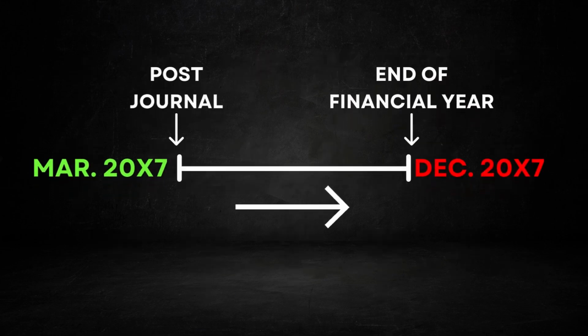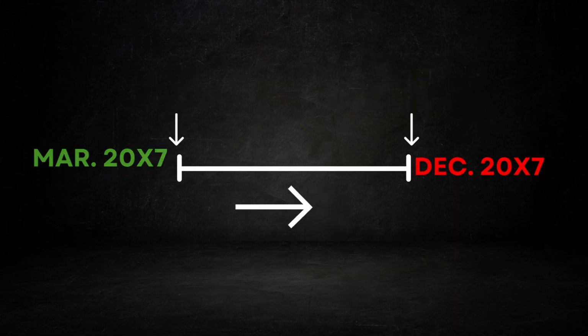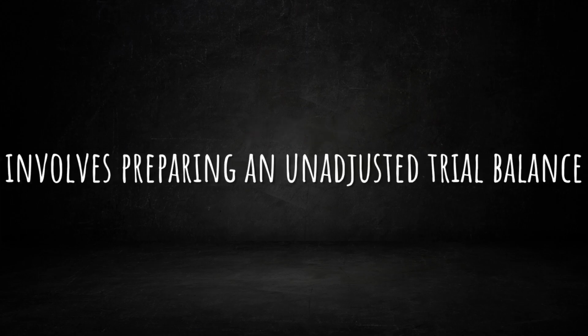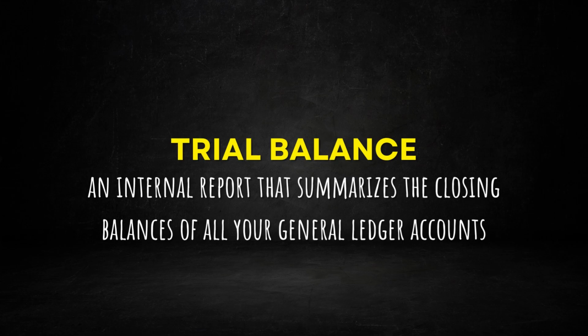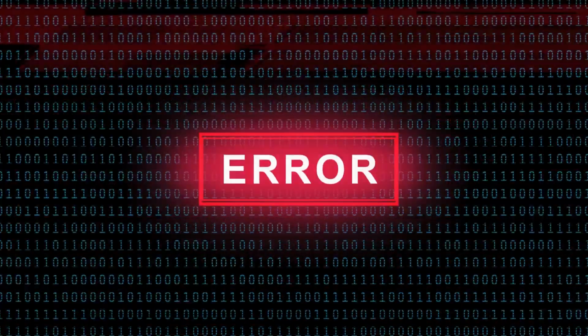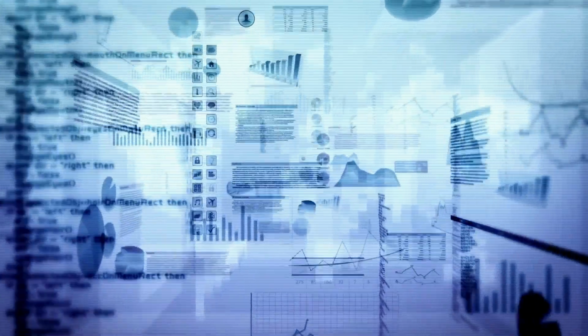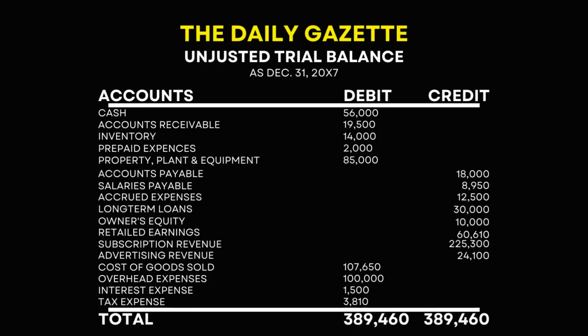Now let's fast forward to the end of the financial year, December 31st. Step 4 involves preparing an unadjusted trial balance. A trial balance is an internal report that summarizes the closing balances of all your general ledger accounts. It serves to check for errors and, more importantly, helps in the preparation of financial statements. To create a trial balance, you simply list all your accounts and their closing balances.